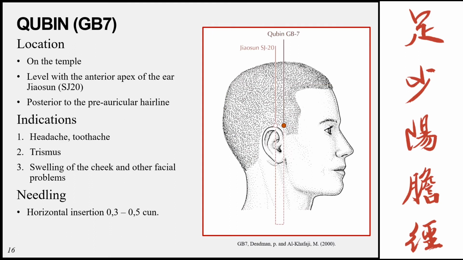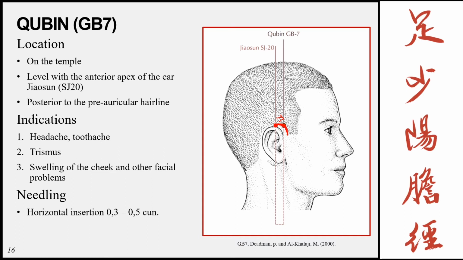The next point is Qubin, GB7, also located on the temple, and this point is level with the anterior apex of the ear, known as Jiaosun, Sanjiao 20. So firstly, you've got to find Sanjiao 20 at the apex of the ear, and then we've got to go just anterior to that, and we're going to be just posterior to the preauricular hairline. So this is the hairline over here. So we're posterior to this hairline, but we're anterior to Sanjiao 20.